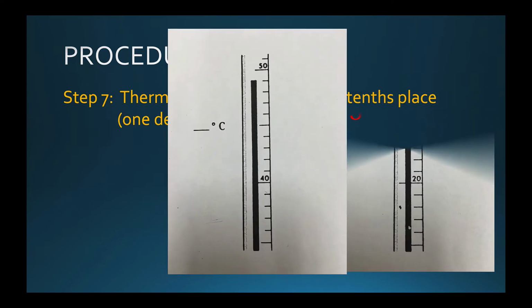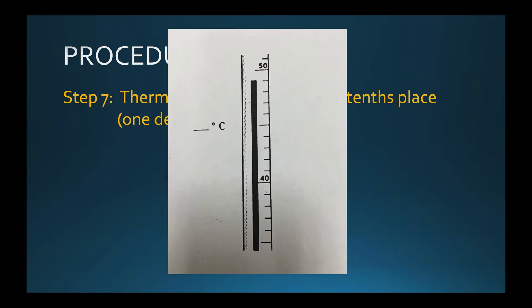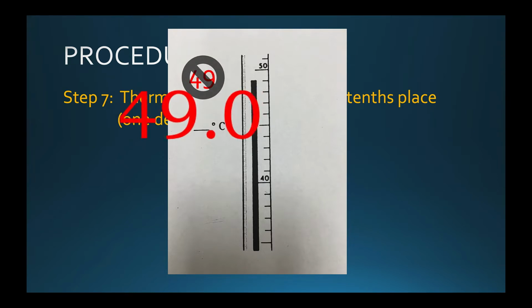Let's look at another example. Here, we know we have the thermometer reading at about 49. But if we said just 49, that would be wrong because we can read this to the tenths place. So we would record this temperature as 49.0 in our lab.